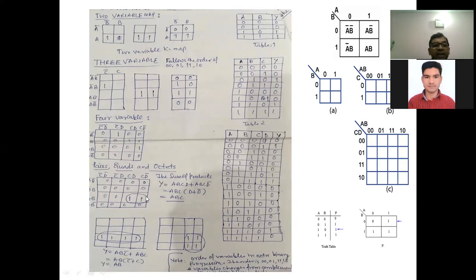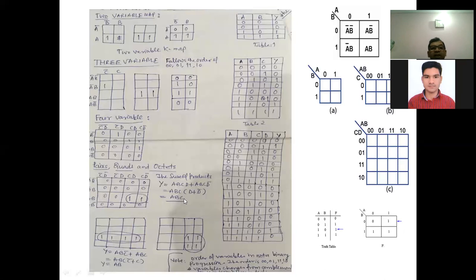Similarly, if you take this, actually this group of 4 is called a quad. A group of 1s in 4 is called a quad, and this is a pair, two 1s in a pair. So this can be written as y equal to a b c d plus a b c d bar, and this can be further simplified as a b c, where we take common terms and this is 1. So y is equal to a b c.